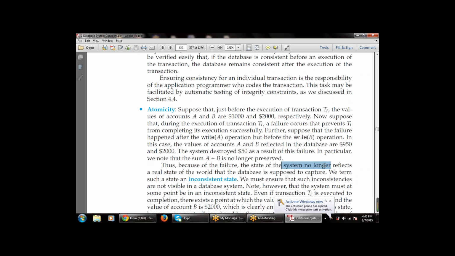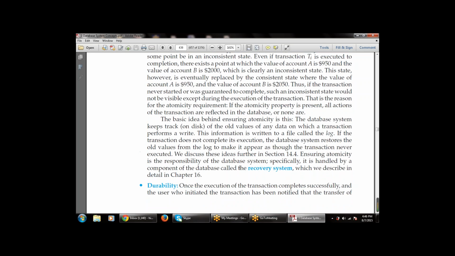Because of the failure, the state of the system no longer reflects the real state of the world. We term such a state an inconsistent state, in which there will be a crash between the first transaction and the second. The basic idea behind atomicity is that the database system keeps track of the old values of any data on which the transaction performs a write. This information is written to a file known as the log. And if the transaction does not complete its execution, the database system restores the old values from the log to make it appear as though the transaction never executed.